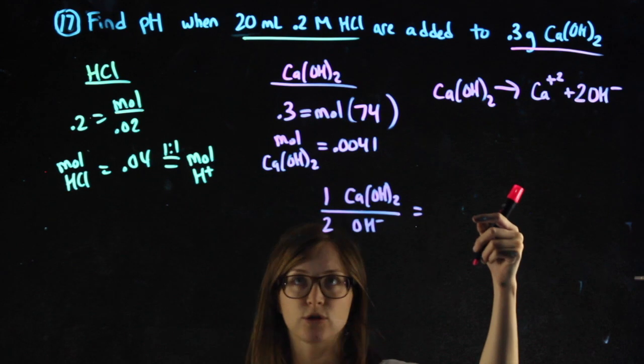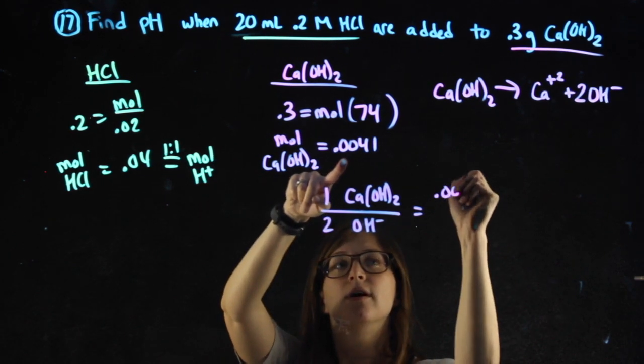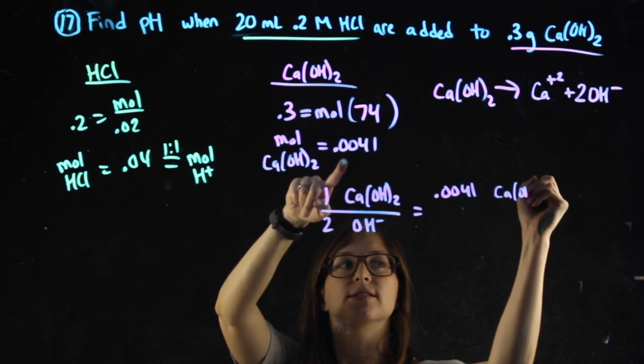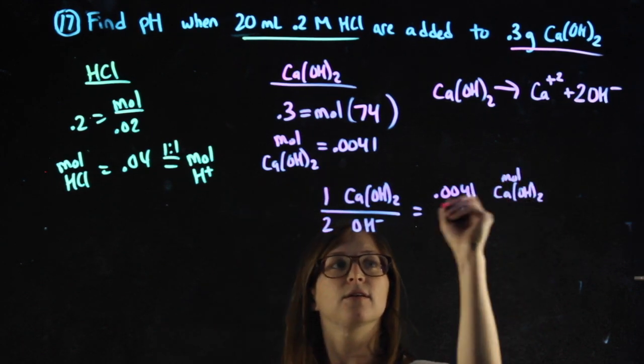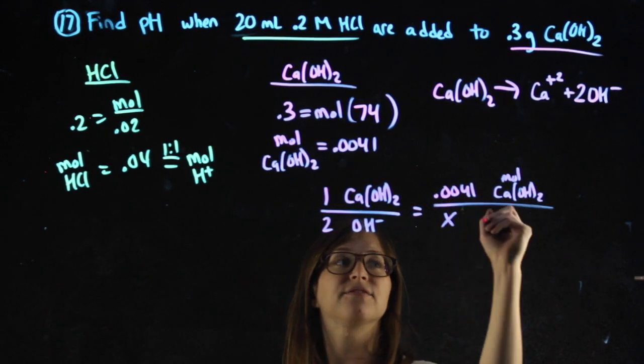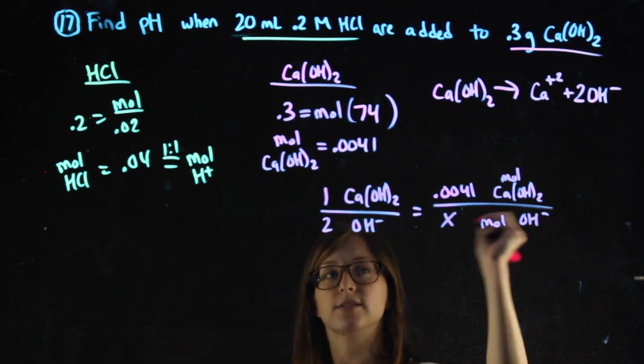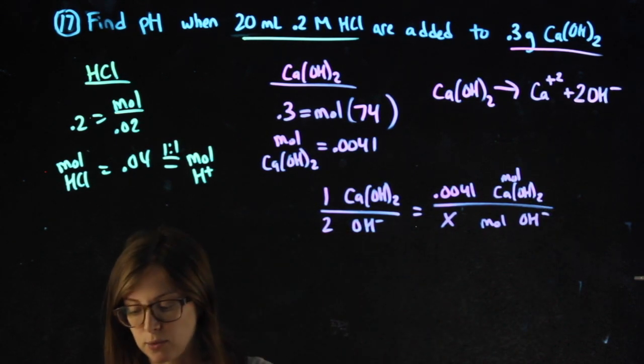On this side, I can use moles or molarity. What I have is moles. I have the moles of calcium hydroxide. So I'm doing this whole thing to find the moles of just hydroxide. In this case, it means multiplying by 2.